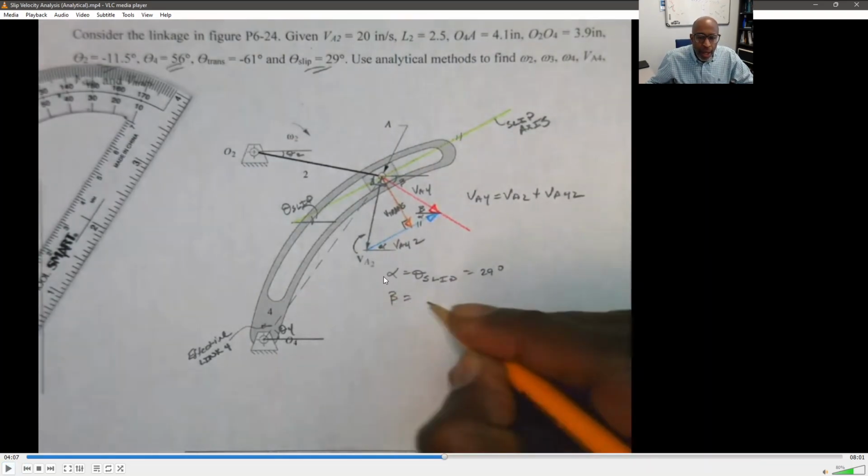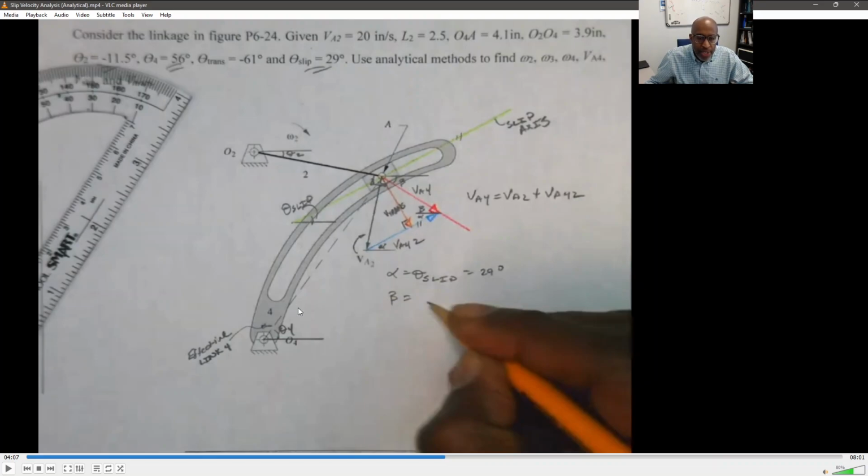So since our VA42 is parallel to our slip axis, and you can see these little parallel lines that I have here just to show that the blue and the green are parallel, then our angle here, alpha, is going to be equal to our theta slip, and theta slip was given to us again, so that's 29 degrees. Now, our beta is here and here, measuring the angle for our VA4.